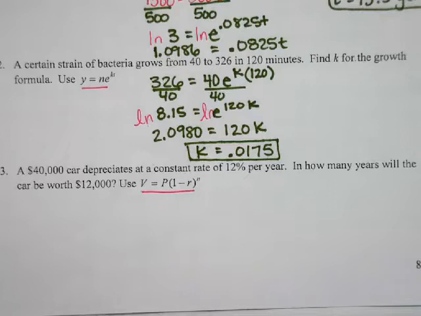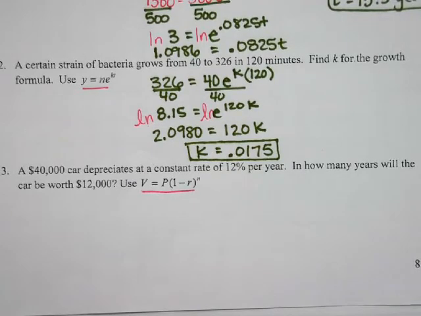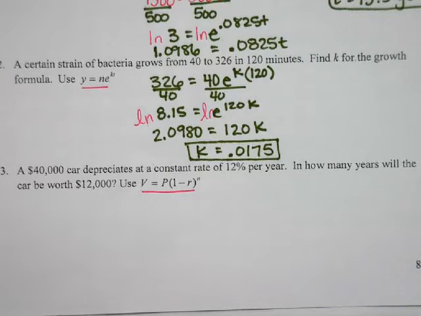Okay, last one, number 3. A $40,000 car depreciates at a constant rate of 12% per year. In how many years will the car be worth $12,000? That's about where I am right now in my life. That's about what my car's worth. So use V equals P times 1 minus R to the N.